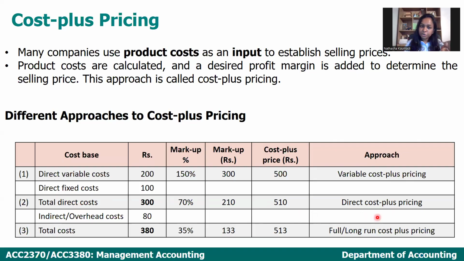Why? In addition to direct variable cost, you have considered direct fixed cost as well. So you have the total direct cost. You add some markup to that total direct cost. You have the direct cost plus pricing.